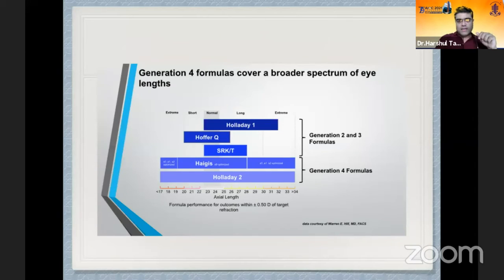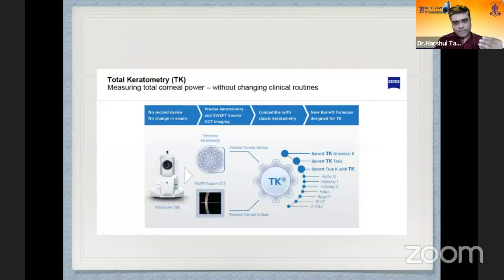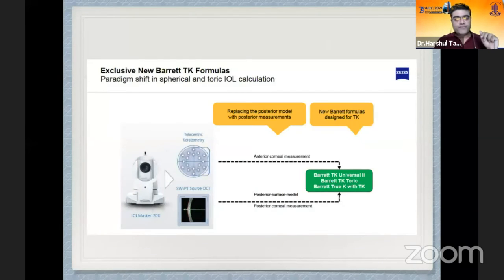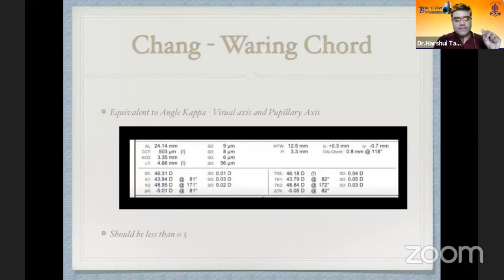Another advantage is that it has all the formulas, Haigis, Holladay 2, and apart from that, it also gives us the total keratometry. Basically telecentric keratometry gives us the keratometry from the anterior corneal surface, and the swept source OCT gives us the posterior corneal surface keratometry, and combining it, it gives the total keratometry. And it has now incorporated the Barrett TK Universal 2 formula, Barrett TK Toric, Barrett True-K with TK, apart from Haigis-L and Haigis-T and Haigis-TK formulas. So we can utilize these.